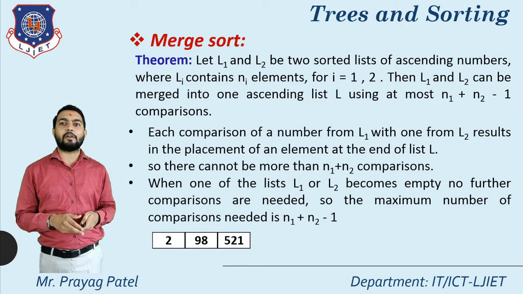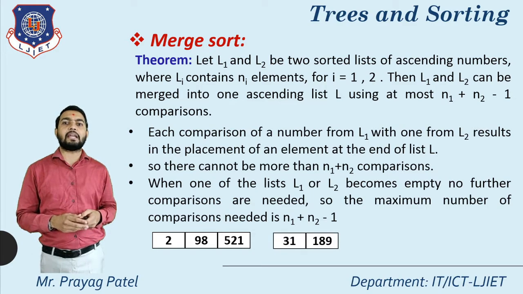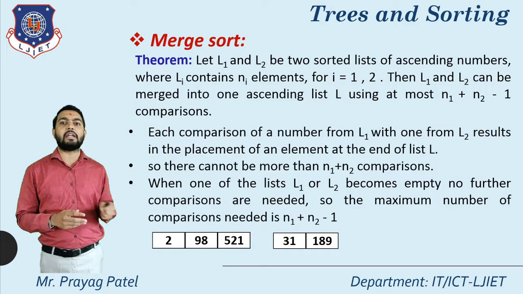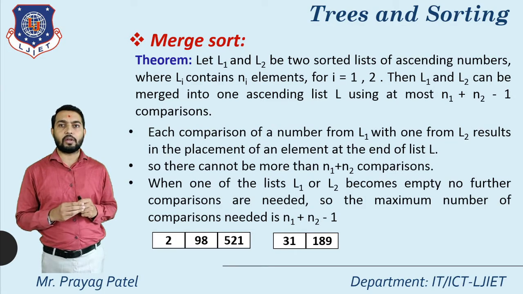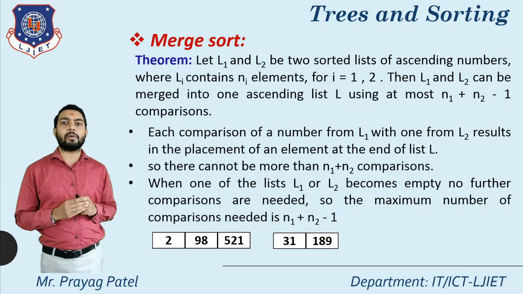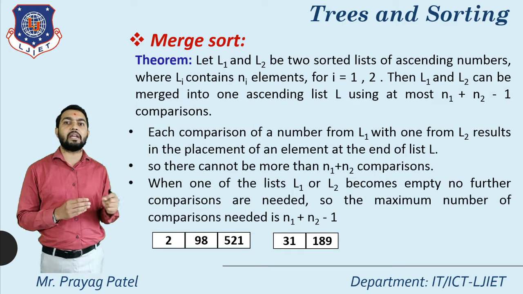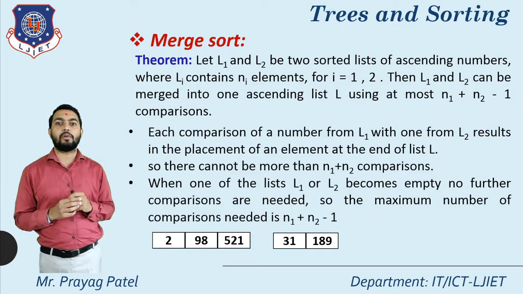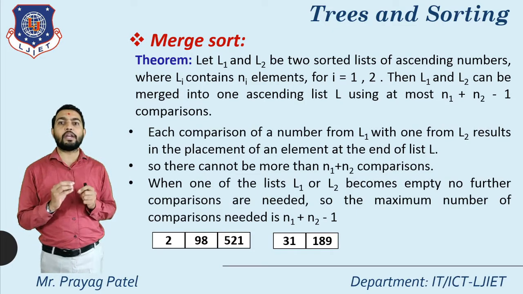So for example, in the first list we have 3 elements: 2, 98, 521. In the second list we have 2 elements: 31, 189. Then how many comparisons are required for merging these two lists? First comparison is 2 compared with 31. Second comparison is 98 compared with 31. Third comparison is 98 compared with 189. Next comparison is 189 compared with 521. Then only one element is remaining, 521, so no need to compare. So only 4 comparisons are required.